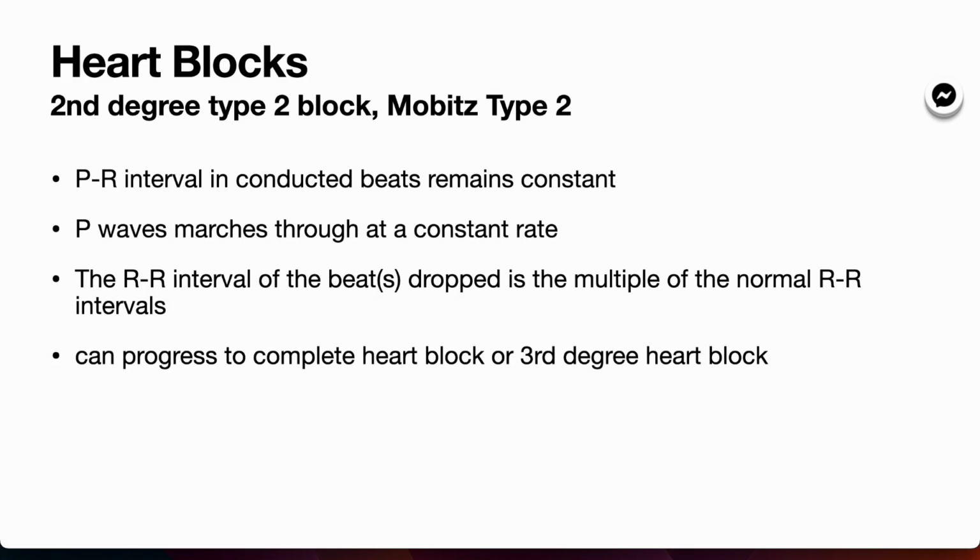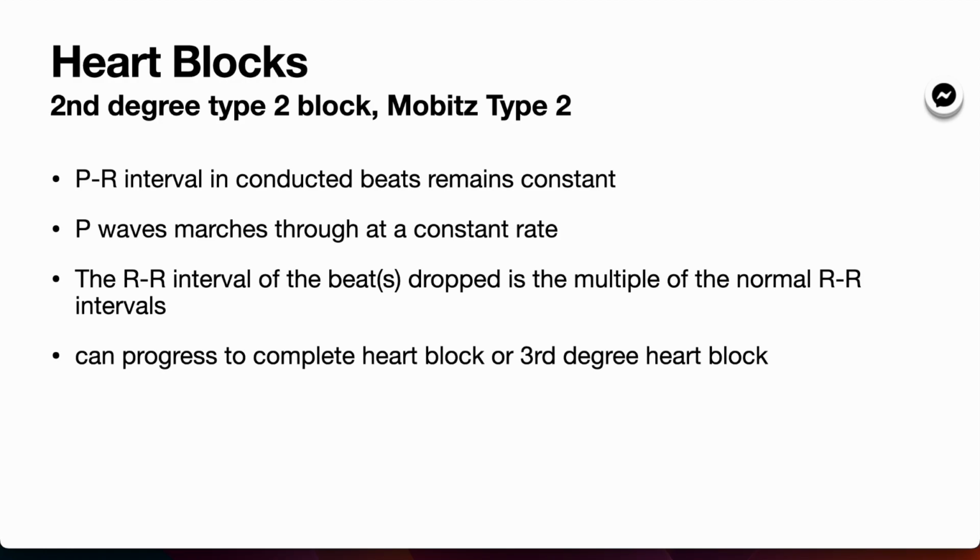Okay, so let's now go to second degree type 2 heart block, which is the Mobitz type 2. What's really weird here is that the PR interval in conducted beats remains constant. The PR interval can be slightly prolonged or normal, but the P waves just march through at a constant rate. The PR interval does not get prolonged with every successive beat. It just tends to drop.